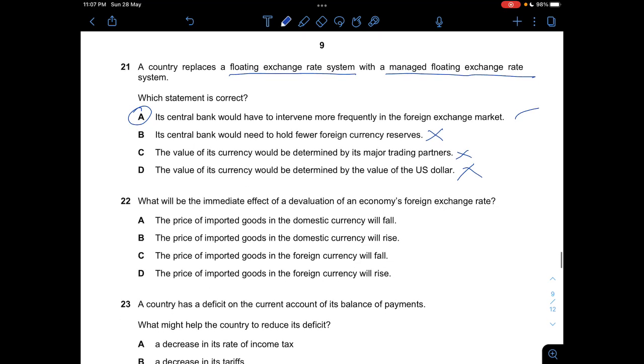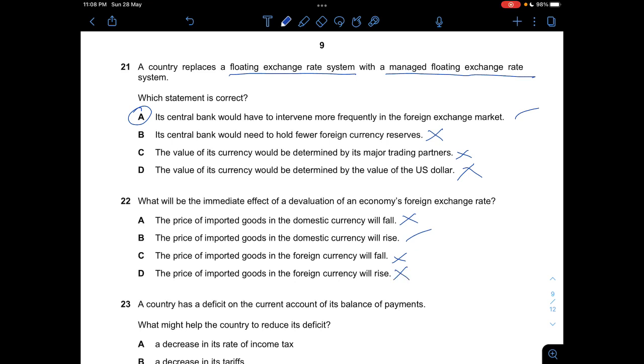Question 22, what will be the immediate effect of a devaluation of the economy's foreign exchange rate? So if there's a devaluation, that means that the price would then increase for imported goods. So A, it says the price of imported goods will fall, which is not correct. B, it says the price of imported goods in the domestic country currency will rise, which is correct. C, it says the price of imported goods in the foreign currency will fall, which is not correct. And D, it says the price of imported goods in the foreign currency will rise.